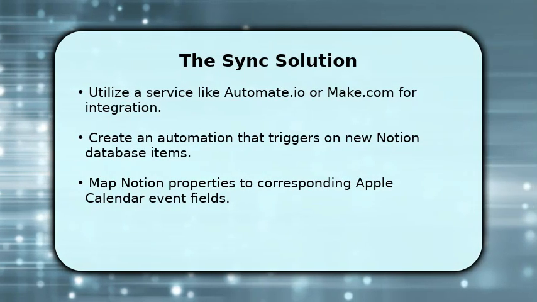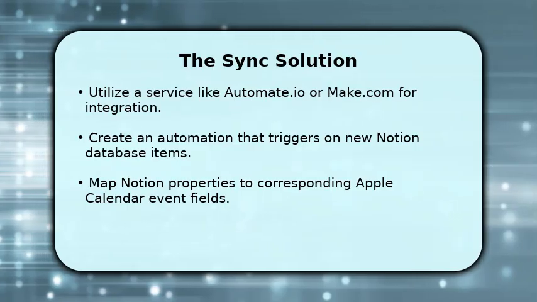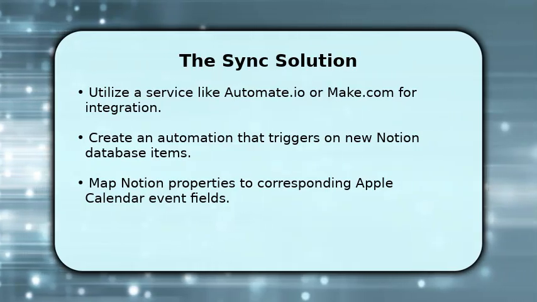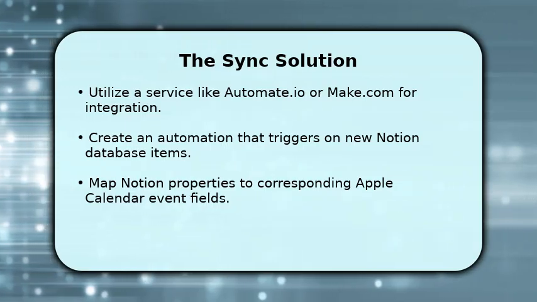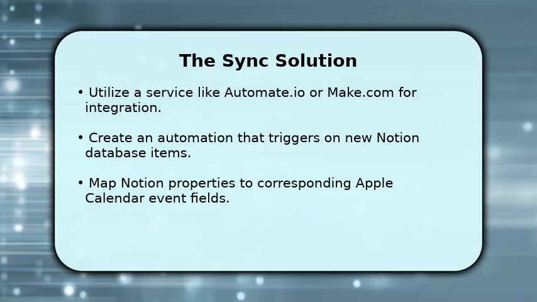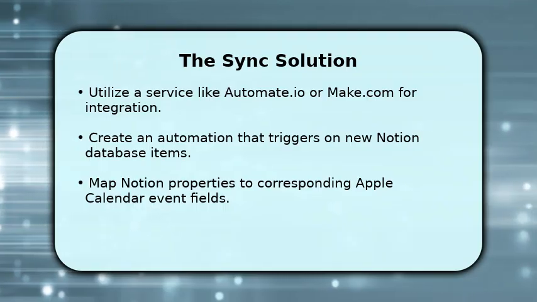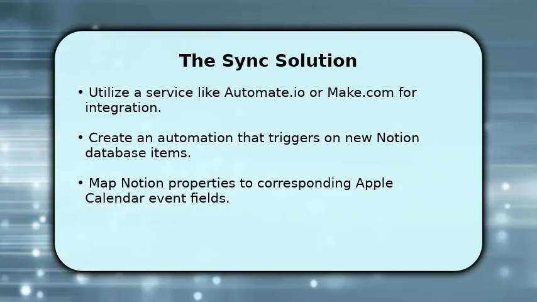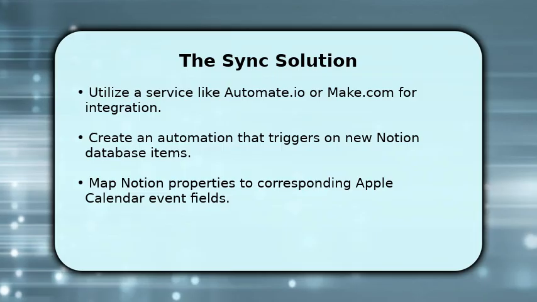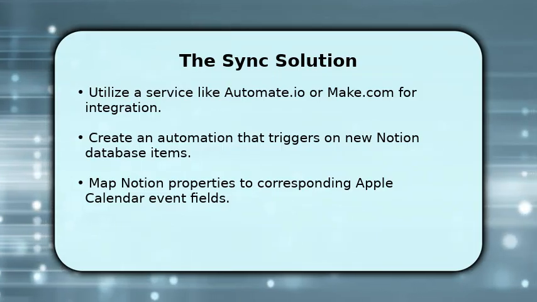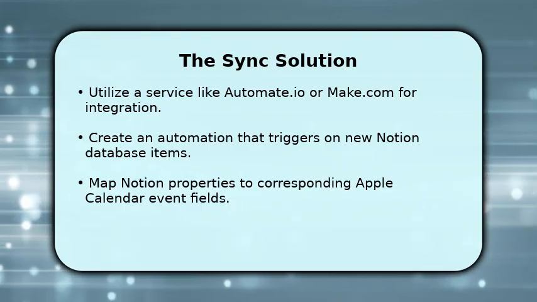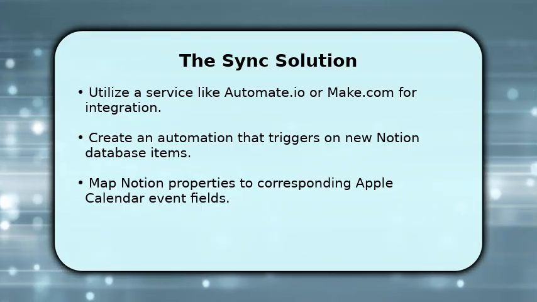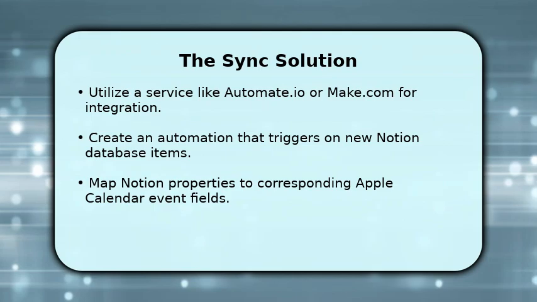The key to this connection lies in using an automation platform. Services like Make.com or Automate.io are excellent choices for this task. You'll set up a simple automation, often called a scenario or zap, that watches your Notion calendar database. When a new event is added in Notion, the automation springs into action, extracting the details, and then creating a new event directly in your Apple Calendar.